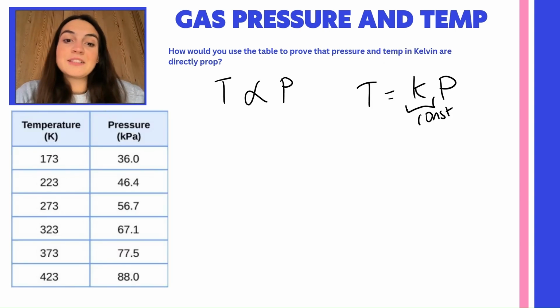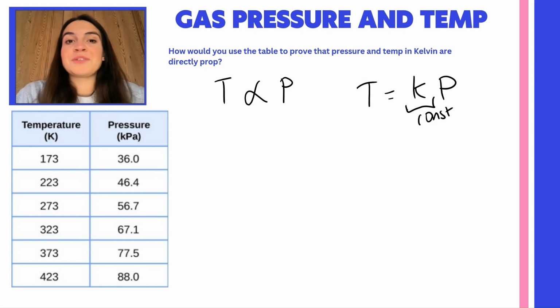Okay, so in this question we've been given a table, and it says how to use the table to prove that pressure and temperature in Kelvin are directly proportional to each other. So firstly, on the left there is written the mathematical relationship if it were true. So temperature, and that sign alpha means is directly proportional to pressure.